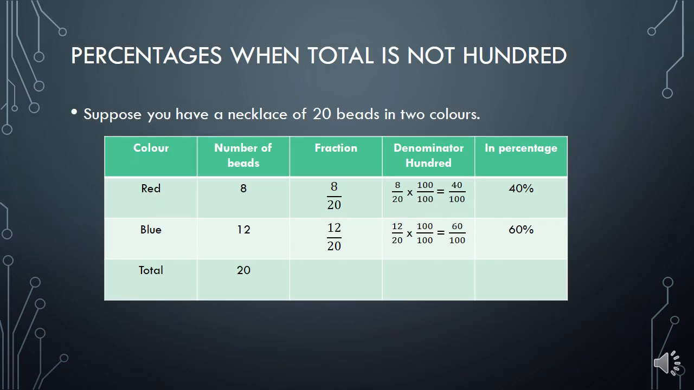Children, now let us learn how to find percentage when the total is not 100. Here suppose you have a necklace of 20 beads in 2 colors. We have a necklace and we have red beads and blue beads. Red beads we have 8 and blue beads we have 12, and so the total number of beads is 12 plus 8 is 20. And here in fraction, when we write number of beads divided by total, 8 by 20. Blue beads fraction 12 out of 20. Here see children, the total is not 100. In the previous cases we got total 100. But here it is 20.